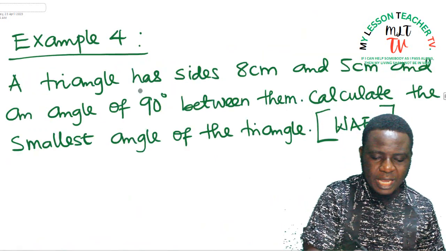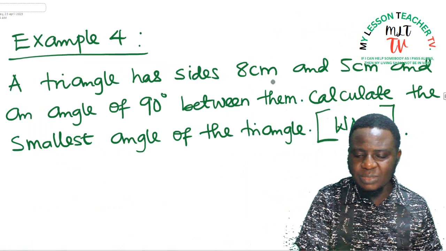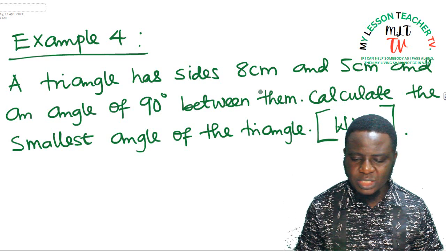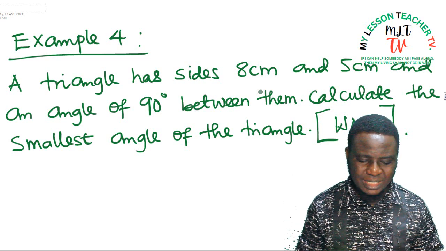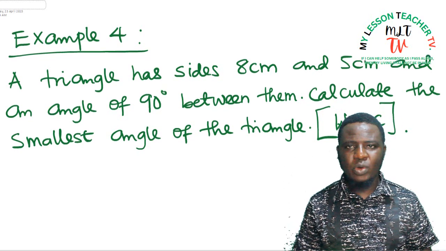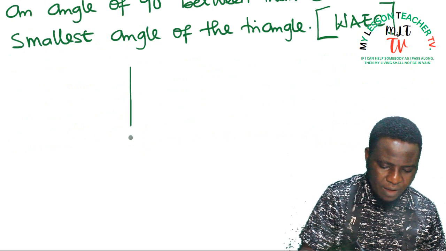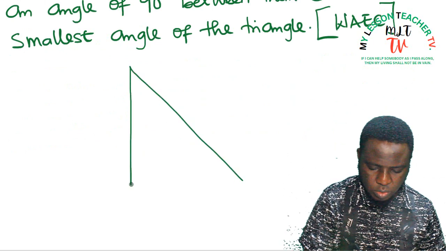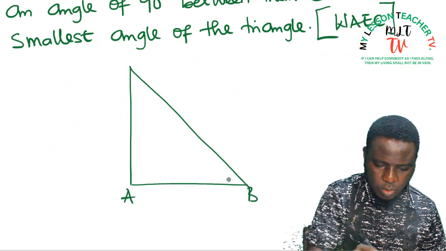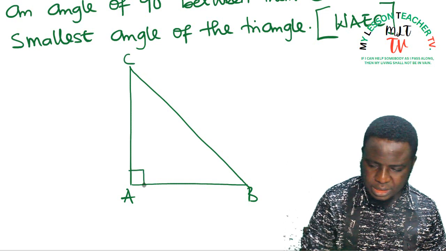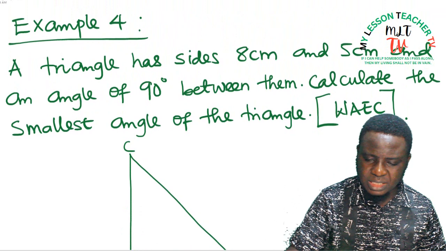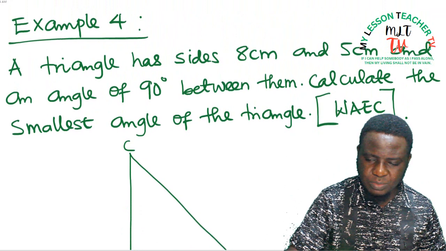Example 4. If a triangle has sides 8 cm and 5 cm and an angle of 90 degrees between them, we should calculate the smallest angle of the triangle. This is a WAEC question. By the question that we have a right angle triangle, let me call it triangle ABC, with angle A being 90 degrees, and that it has sides 8 centimeters and 5 centimeters.